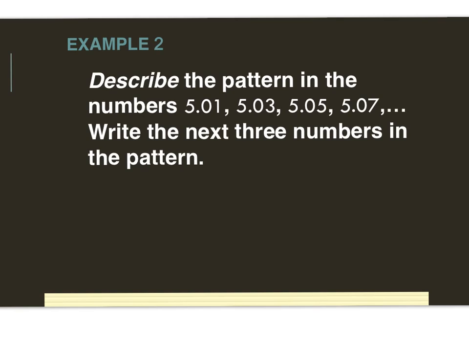Okay, example 2 says describe the pattern in the numbers, and then write the next 3 numbers in the pattern. So it's going from 5.01 to 5.03 to 5.05 to 5.07. So what's happening in that pattern? Going up by 0.02 or 2 hundredths. Okay, you can use any kind of terminology like that. So it's increasing, going up. Any of those words are okay.